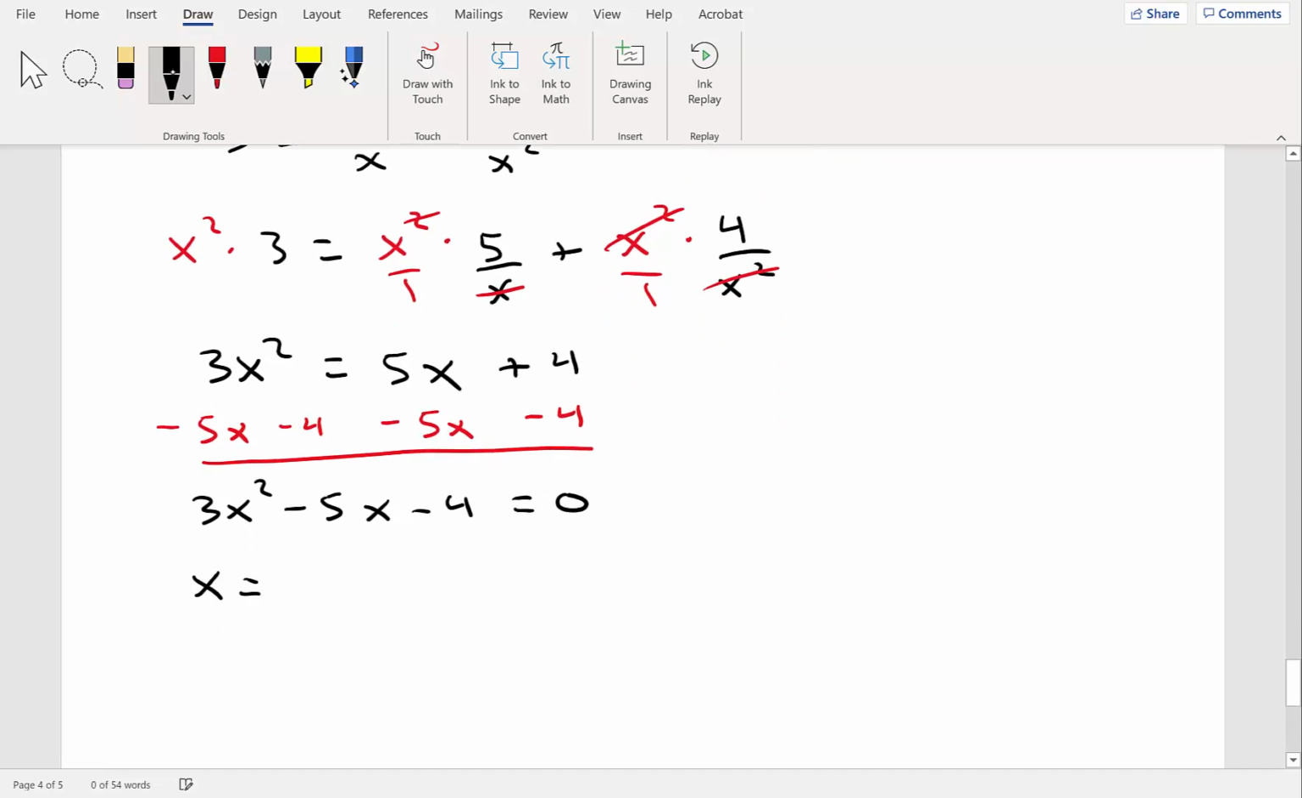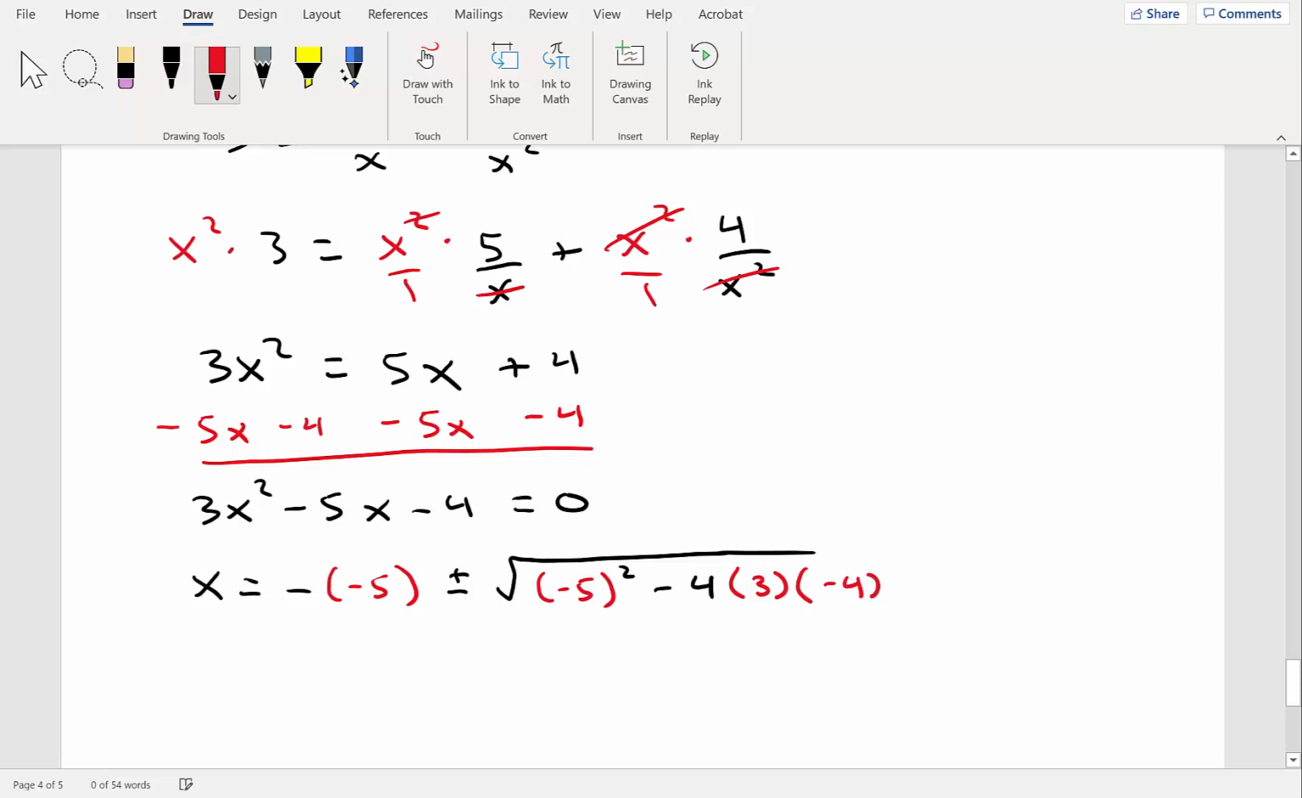So I have x is equal to negative b, which is negative 5, plus or minus the square root of b squared. So I have negative 5 squared minus 4 times a, which is 3, times c, which is negative 4. And I have all over 2a, all over 2 times my a, which is 3.